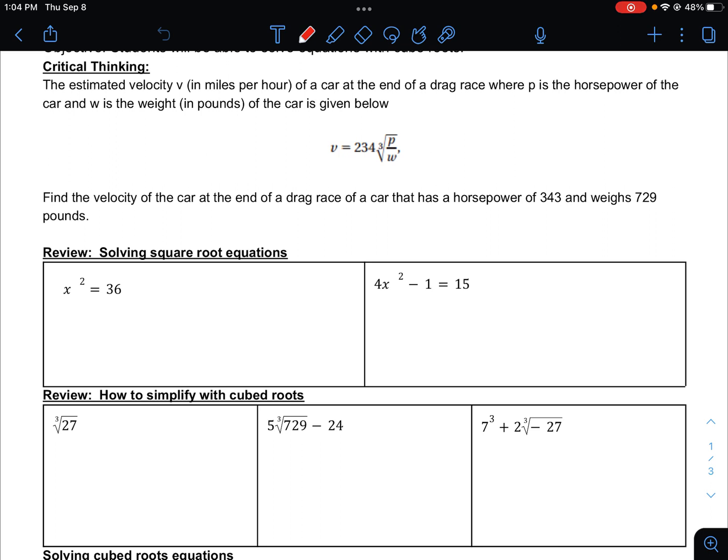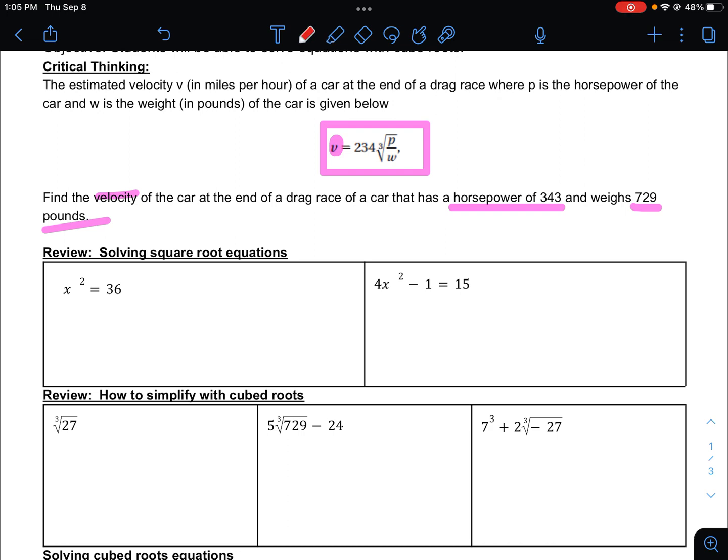All right, so now that you've gone through all 3 of those sections, I want you to check your work. It says the estimated velocity in miles per hour of a car at the end of the drag race, where P is the horsepower and W is the weight, the car is given below. So you are given this equation right here. You're going to find the velocity of the car at the end of the drag race. So we know we're finding V when the horsepower is 343 and the pounds, or the weight, is 729.